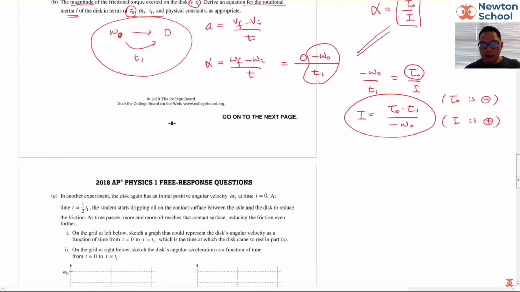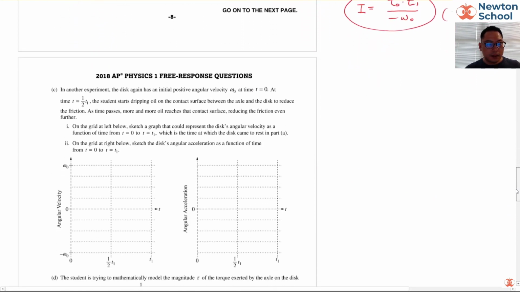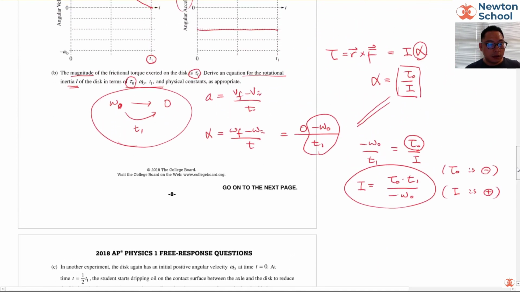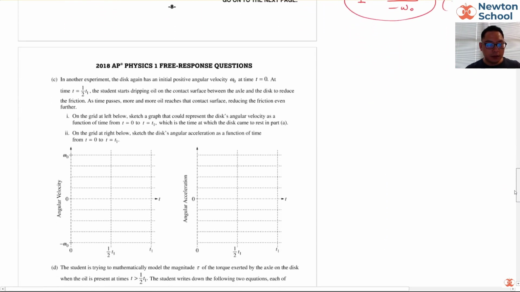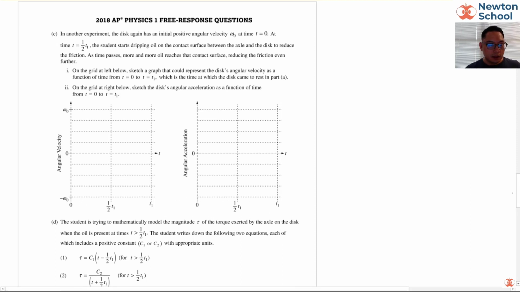All right, now let's look at part C. Okay, I want A and B. Let's look at part C. In another experiment, this again has initial positive angular velocity. At time t equals half t naught, a student starts dripping oil on the contact surface between axle and disc to reduce friction. Okay, so the friction gets reduced.